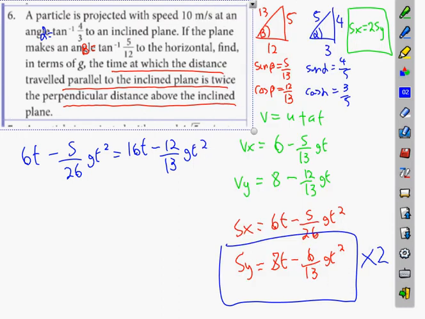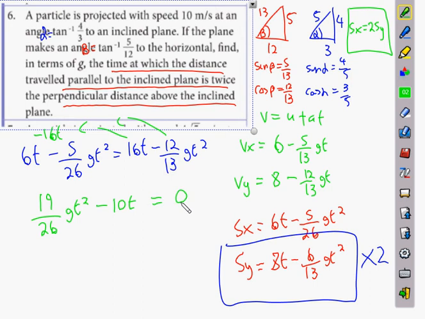19 over 26, okay? So I'm going to bring this over to your side. I'm going to get 19 over 26 gt squared. The 16t comes over to your side. Take it away from 6t. Was it minus 10t, right? Okay.